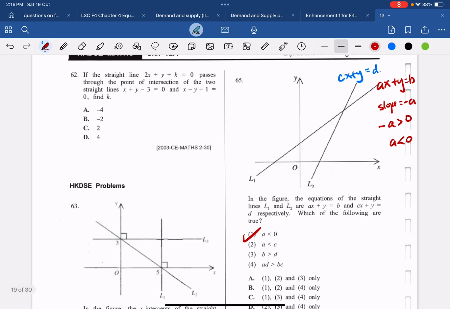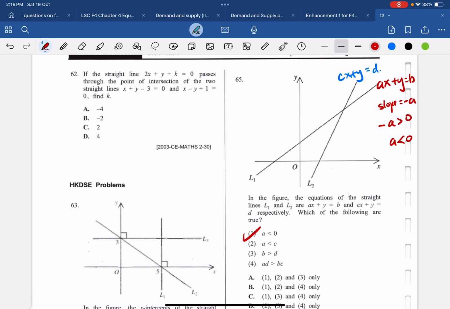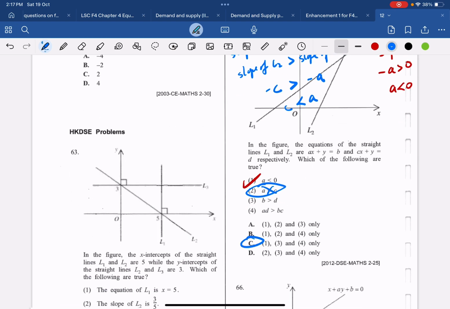And then let's see. L2, the slope should be negative c, right? And then can you see that L2 is steeper than L1, which means the slope of L2 should be greater than the slope of L1, right? Slope of L2 is negative c. Slope of L1 is negative a. So negative c is greater than negative a. So inequality concept, which means c is more than a. So 2 is wrong. So the only answer is C.